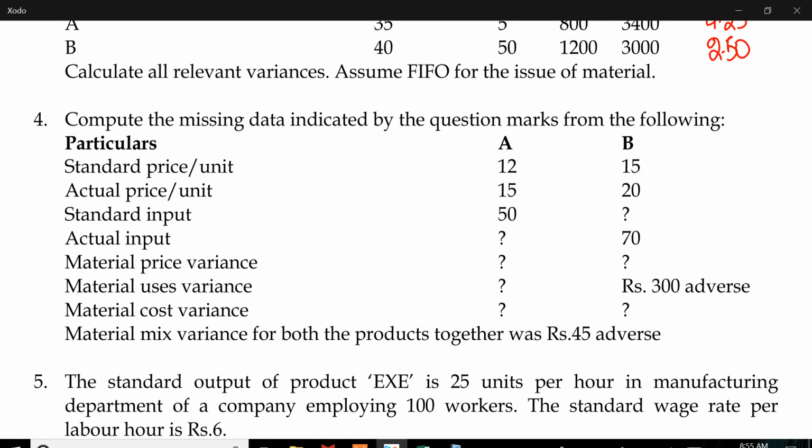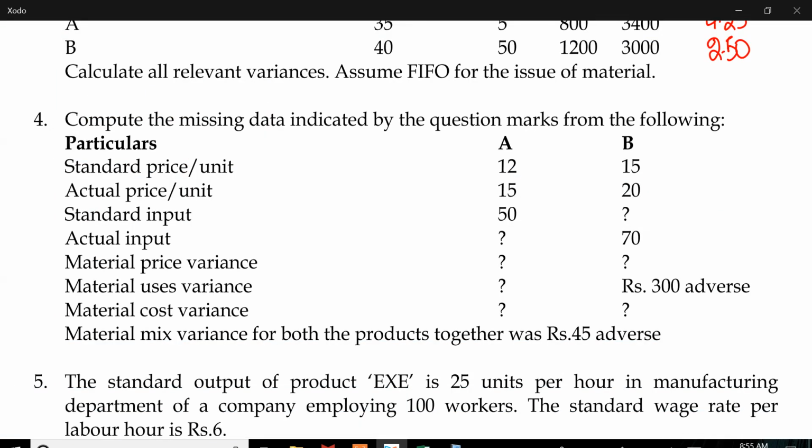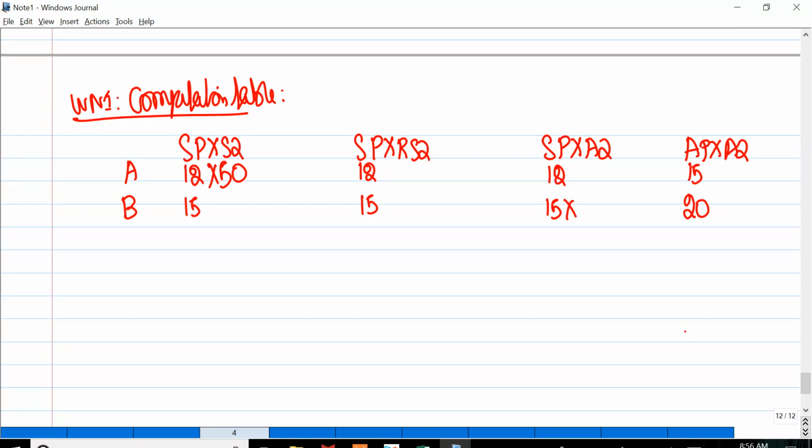We also have standard input is 50. Actual input is 70. This is what is available in the question as of now. Directly available numbers are these. We have just filled it till that point.